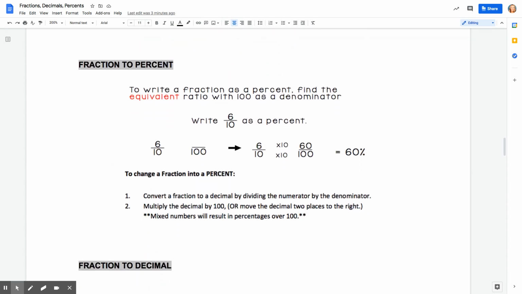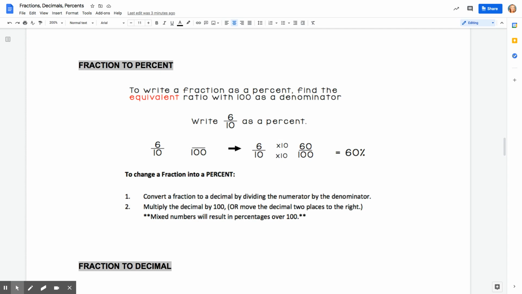Fraction to a percent, so now you're going in the reverse. You're taking this fraction here and you're going to figure out if it's a factor of 100. If this bottom number, 10, can go into 100, you can just make an equivalent fraction. So 10 to 100, well, how do you get there? Well, 10 times 10 gets you 100, and 6 times 10 gets you 60. So that means 60 out of 100, which is 60%.